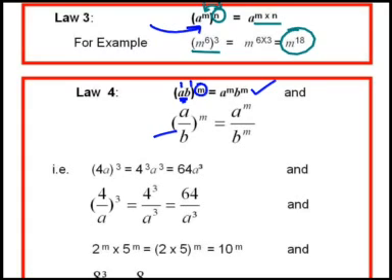The same happens if we divide inside the bracket. Again, that is a to the power of 1, b to the power of 1. So we'll multiply both of them with the exponent outside the bracket to give us a to the power of m over b to the power of m.